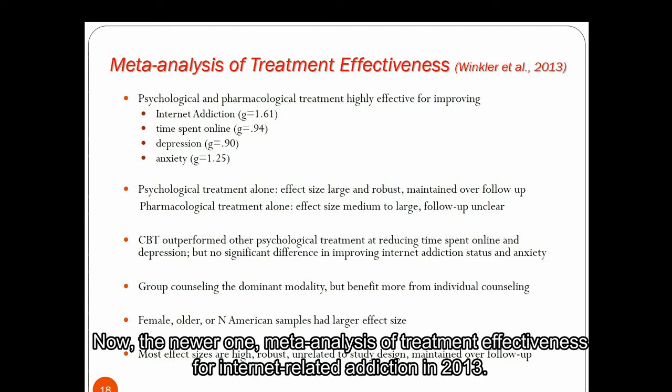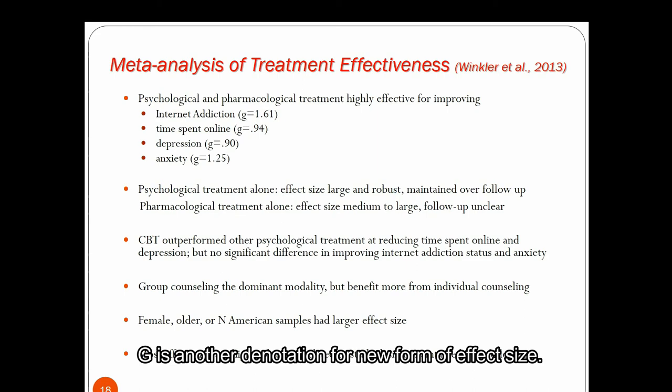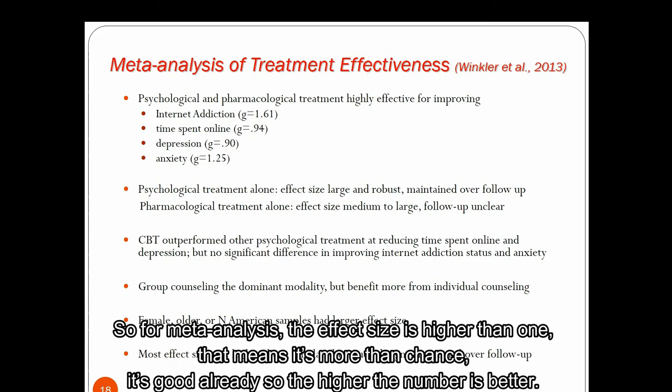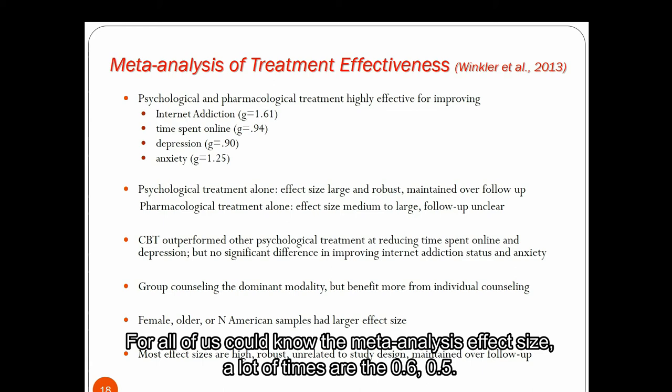Now, the newer one: a meta-analysis of treatment effectiveness for internet-related addiction in 2013. They are more specific in letting us know the effect size. G is another denotation for a form of effect size. For a meta-analysis, if the effect size is higher than one, that means it is more than chance. It's good already. So the higher the number, the better. And for psychological research, anything over 1.5 is considered a very good effect size already. For all of us, the meta-analysis effect size is a lot of times 0.6, 0.5.